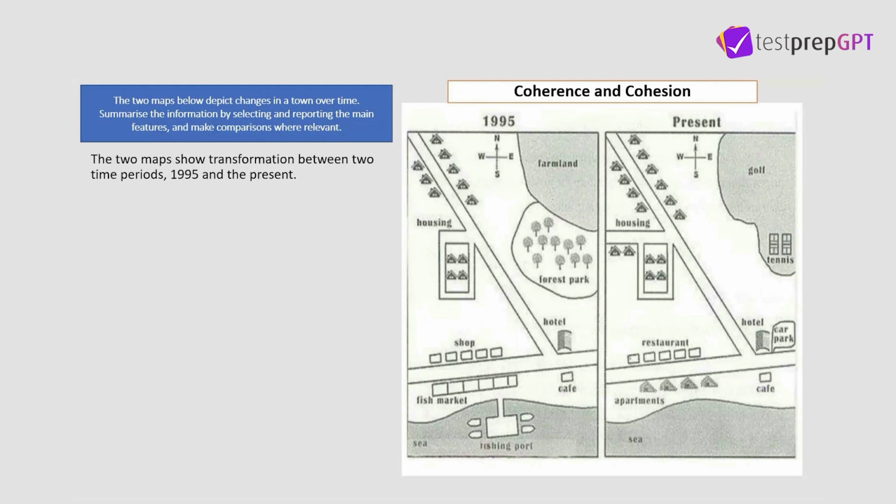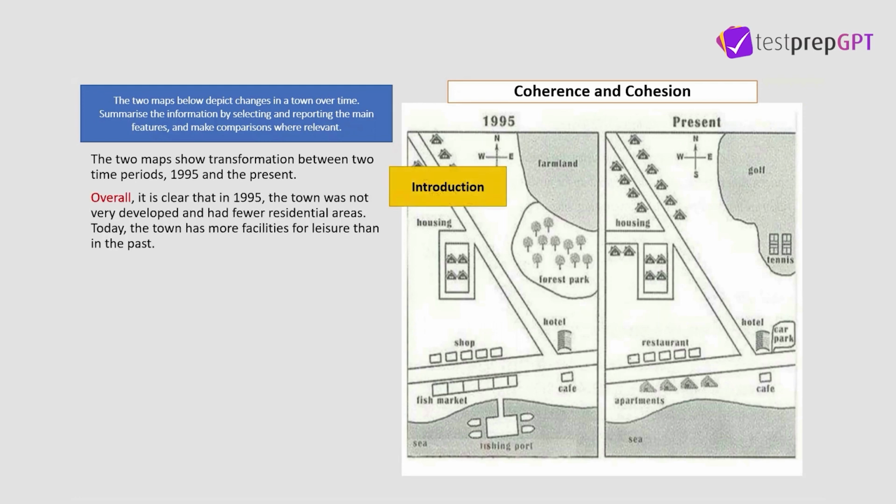We need to have clear paragraphing. We start with the introduction. An overview is essential to get band score 5 and above. So don't forget your overview, which is a summary of both maps. So in the introduction, I've written: the two maps show transformation between two time periods, 1995 and the present. Overall, it is clear that in 1995, the town was not very developed and had fewer residential areas. Today, the town has more facilities for leisure than in the past. So it's just a general review.